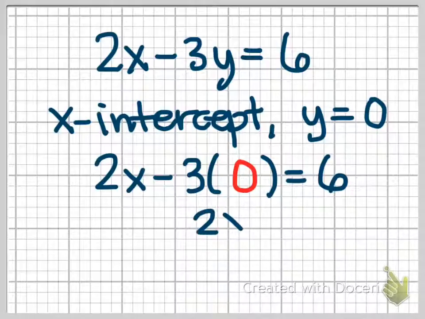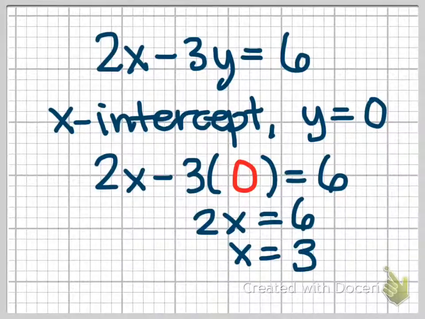So all we have is 2x equals 6. And divide by 2, you get x equals 3. So the x-intercept where the line crosses is at 3, 0. That's where the line crosses the x-axis. Okay, so let's graph this.